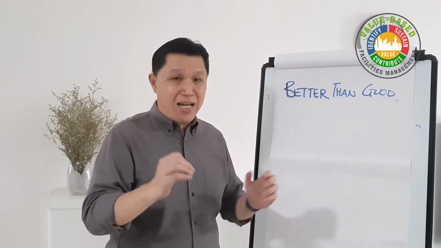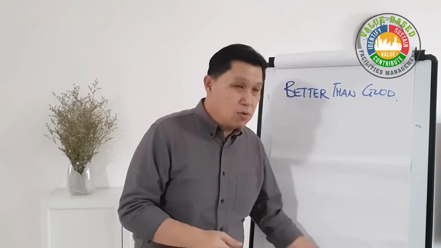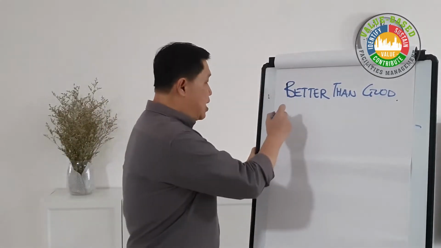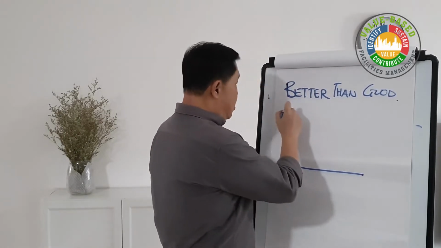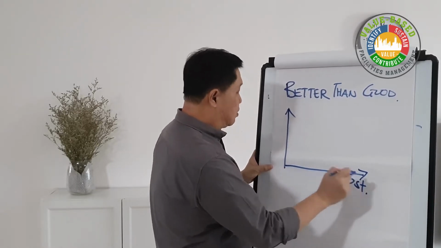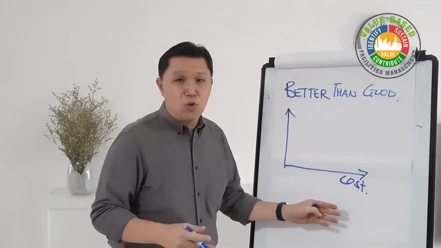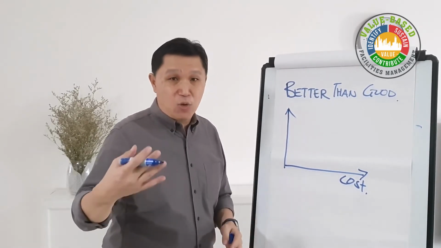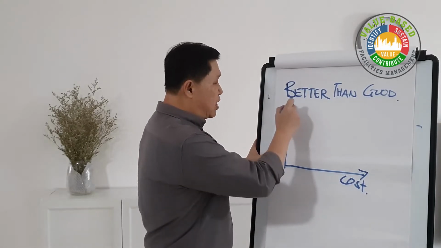Alright, let's start with what is the optimum cost that we should consider in investing to achieve better than good. Let me show you a graphical example. The horizontal is the cost of doing the work in your facilities, services on a day-to-day basis. And the vertical is the risk.